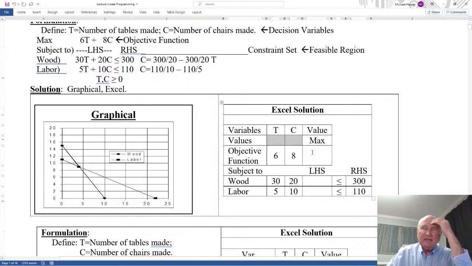Well, the value of my objective function then is my tables times 6, which is how much profit I'm making by making T tables, and this is how many chairs I'm making. But the tables and chairs will also say the left-hand side of how much wood I'm using, the left-hand side of how much labor I'm using.